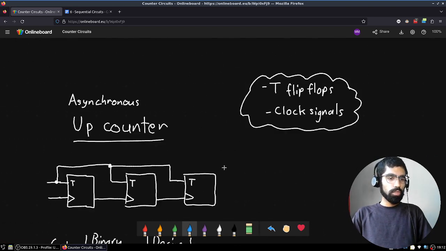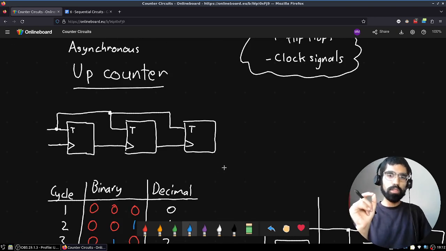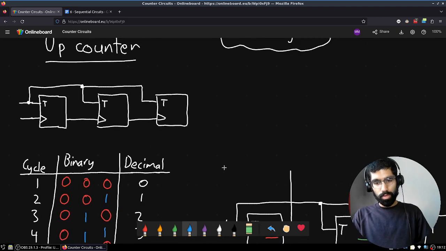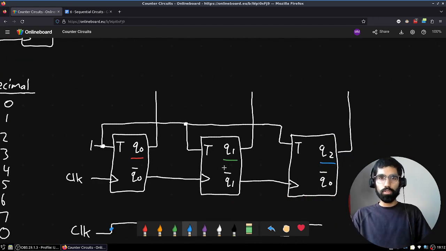So that's why we call this an asynchronous up counter. It doesn't happen all at the same time. It counts up, but there's a little bit of variance, a little bit of time delays as to when the signals change. Next video, we're going to talk about how to fix that problem, how to make all of these signals change at very nearly the same time.